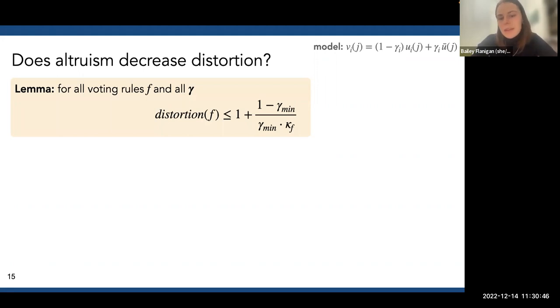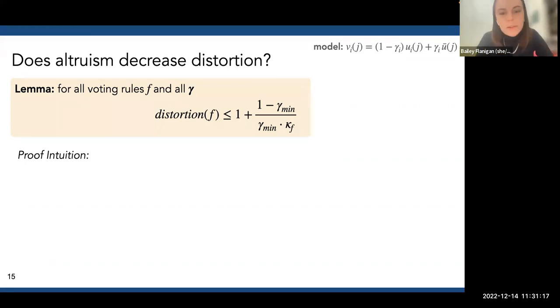If gamma min is 1, which means that everyone is perfectly altruistic, this bound will give an upper bound on a distortion of 1, which means that if everyone's perfectly altruistic, we're going to choose the highest welfare alternative. And if gamma min is 0, then this upper bound will be unbounded. That's basically saying that the bound is vacuous if the least altruistic person has no altruism at all. And we'll show some robustness to this condition a little bit later.